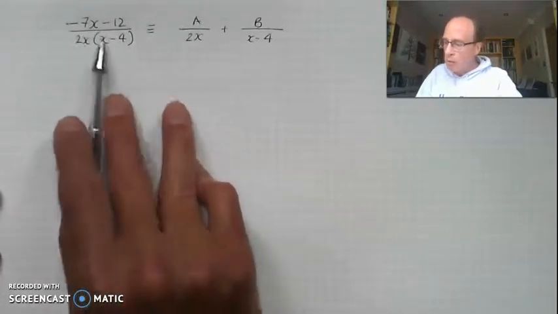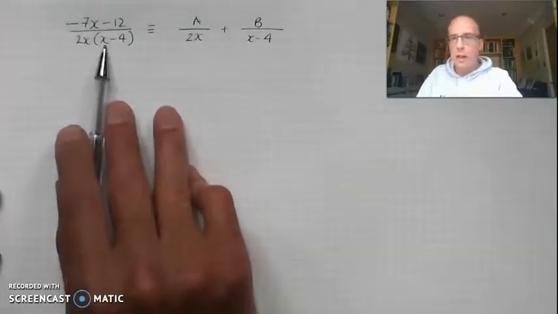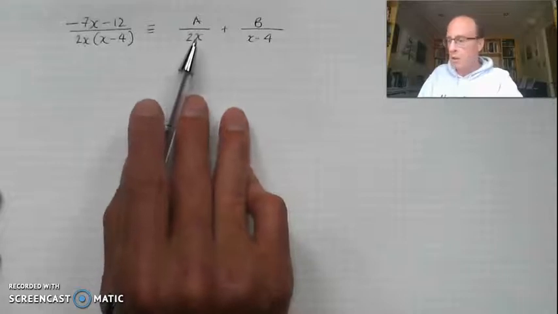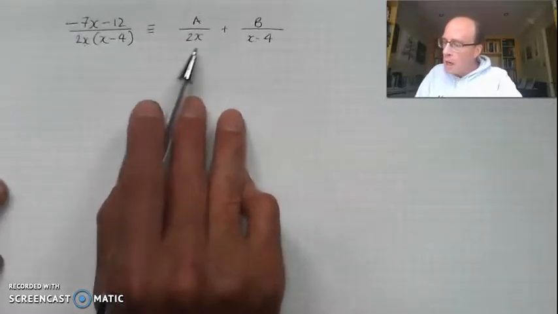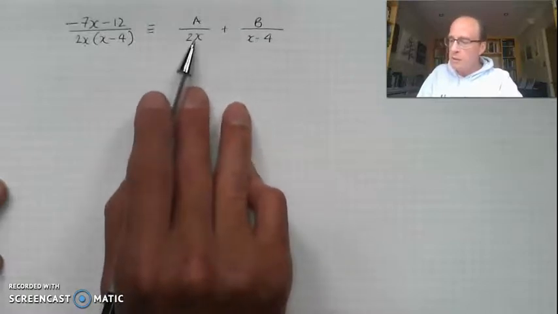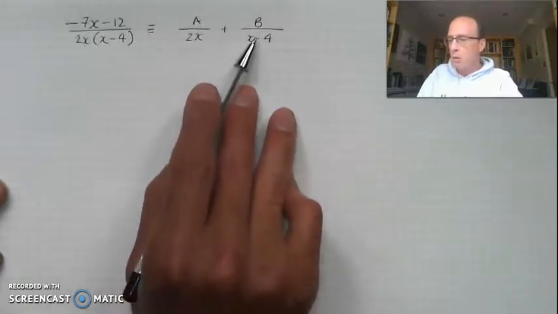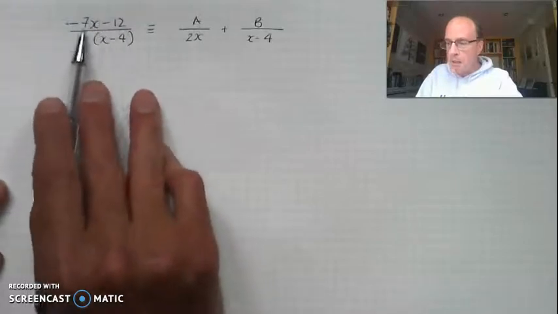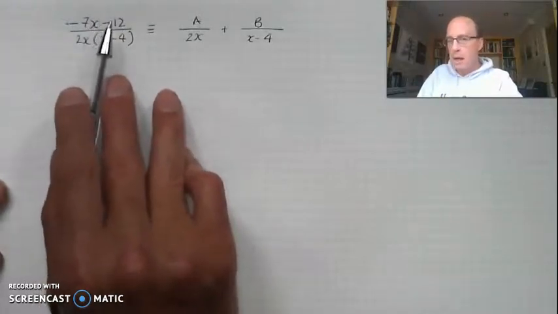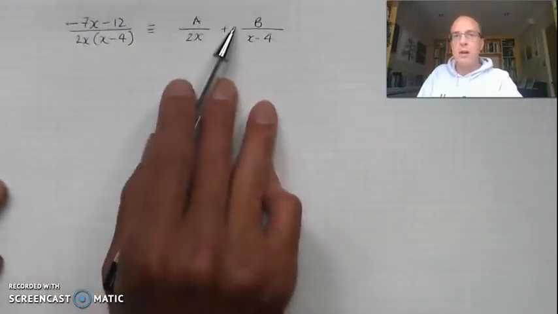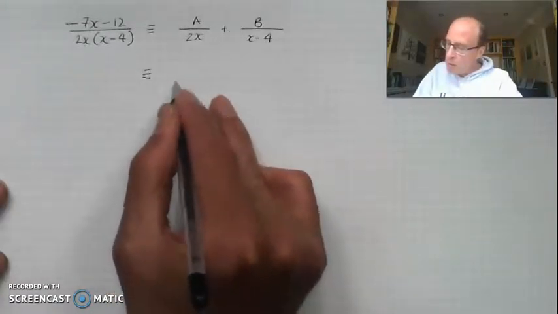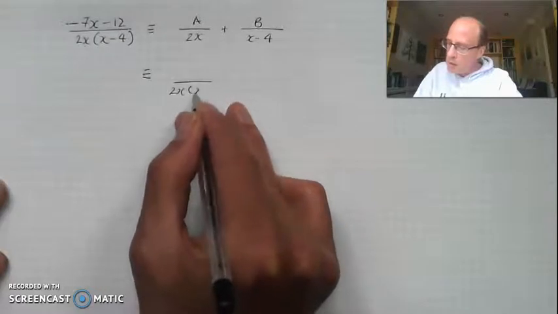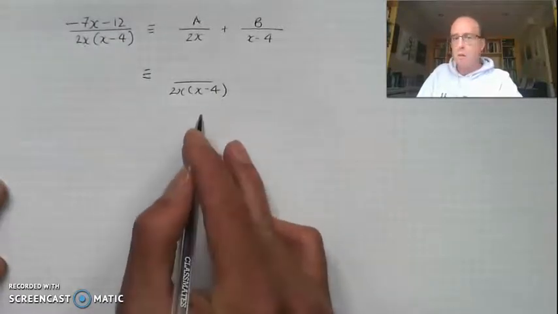Right, so what do we got? We've got this horrible fraction on the left, and it's equivalent to these two fractions over here, quite a lot simpler. What I want to do is convert this into one equivalent fraction. So it's going to be back into this form, and then I can compare the left hand side and the right hand side of this identity. So what have we got? We have got a common denominator, which is going to be 2x into x take away 4.